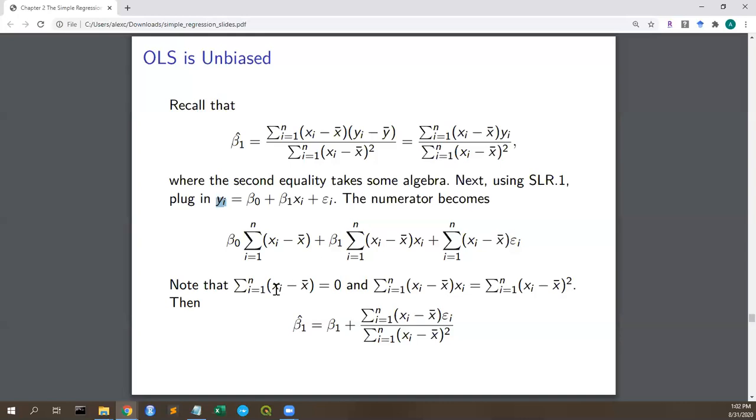Now, if the sum of xi minus x bar equals 0, and the sum of xi minus x bar times xi equals the sum of the squared differences, then we can rewrite the estimated beta 1 as beta 1 plus this term. And this is our bias parameter. If you remember, we're going to try to figure out a way to get this numerator to equal 0. Because if this equals 0, that means our whole bias parameter equals 0, which means it's unbiased, which means the expectation of this equals this. And that's what we want to show.